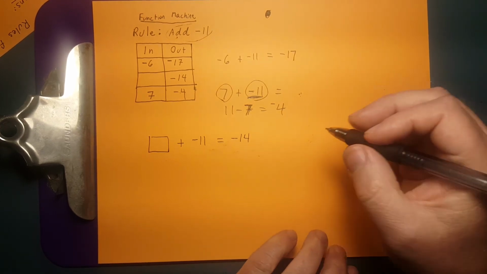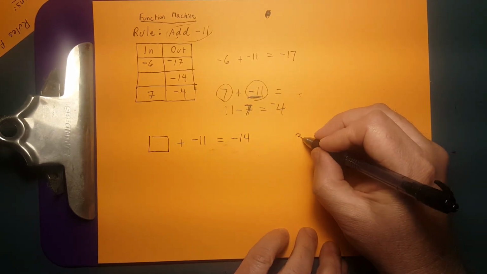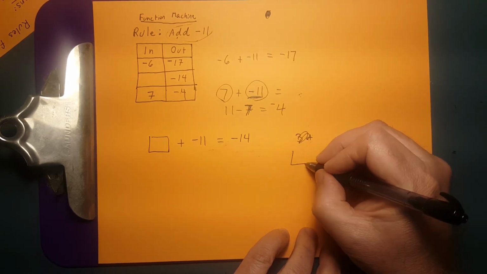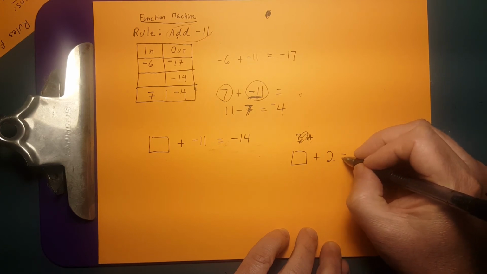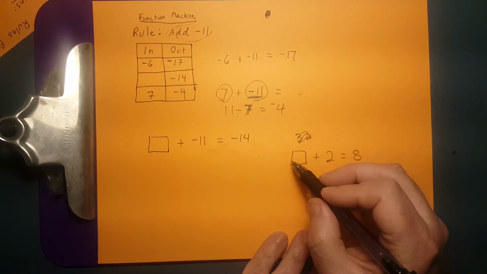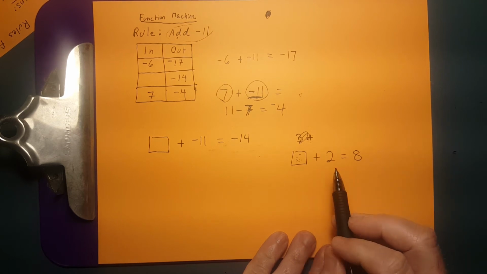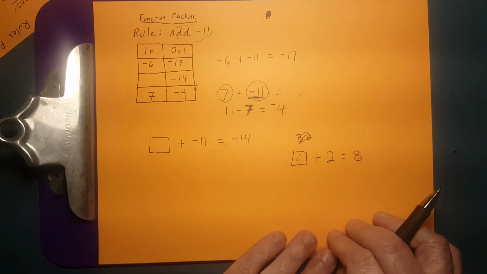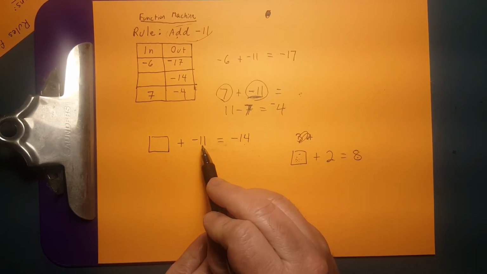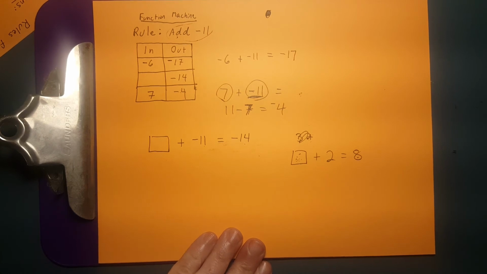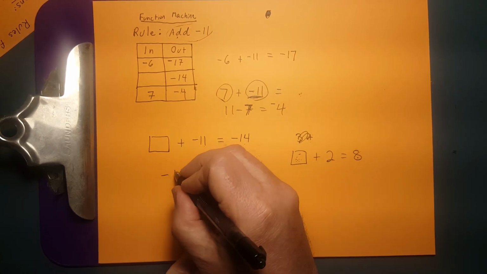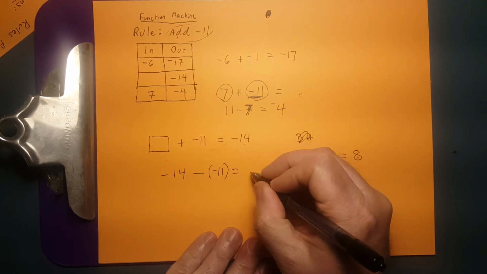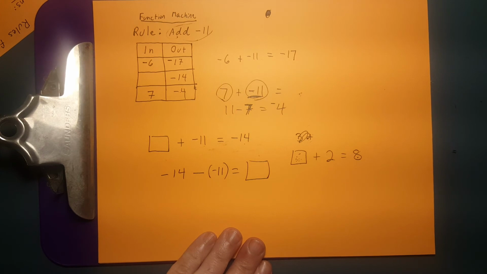Well, remember, if you have a simple one, like 3 plus some number plus 2 equals 8, well, you probably know already this number is 6. And the way you can do that is to do this number minus this number gives you that number. Same thing here. This number minus this number will give you that number. So that's how I'm going to figure it out. I'm going to do negative 14 minus negative 11 equals the number that I'm looking for.